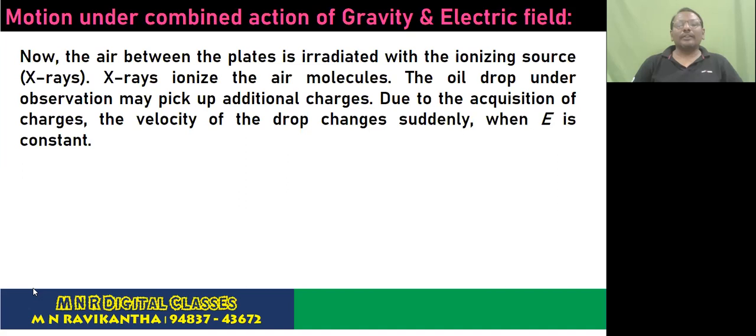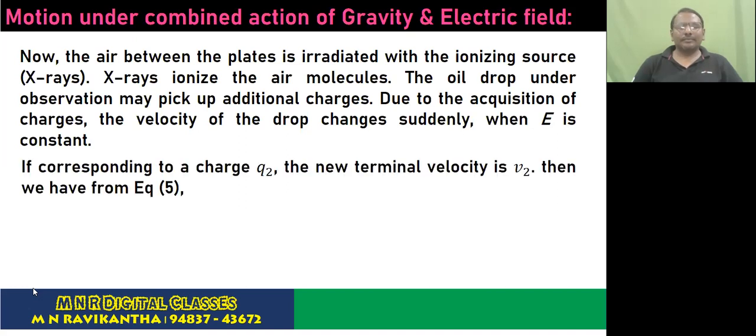Due to the acquisition of the charges, the velocity of the drop changes suddenly. If we keep the electric field the same, and take the new charge as Q2, then even though the electric field is constant, the Coulomb force changes. It will be equal to Q2 into E. Therefore, the corresponding new terminal velocity is V2.